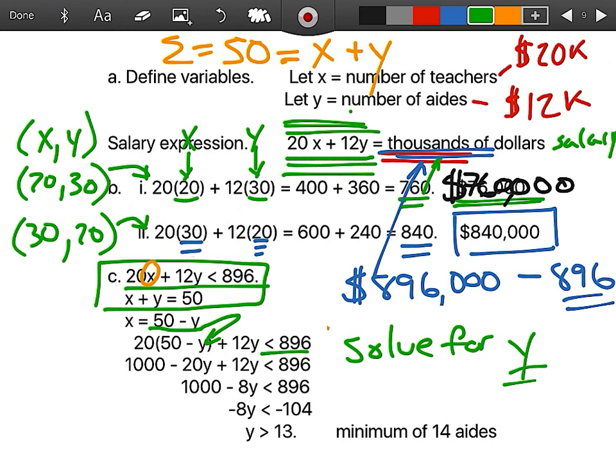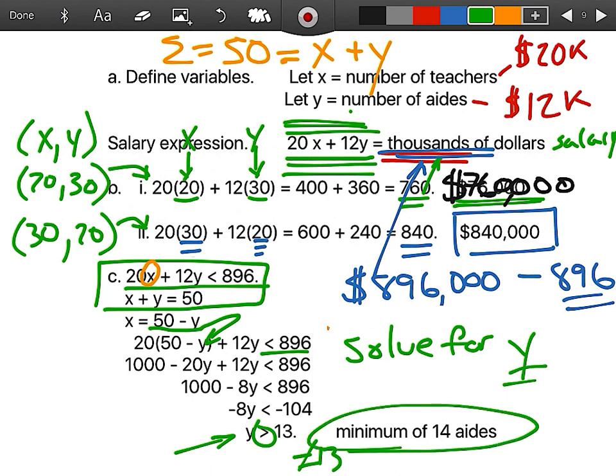And when I do the math and clear everything up, I get that y is greater than 13. And notice it says greater than. It is not equal to 13. So that means the minimum number of aides has to be greater than 13. 13 doesn't work, it has to be 14. So that means you'll have 14 aides and 36 teachers.